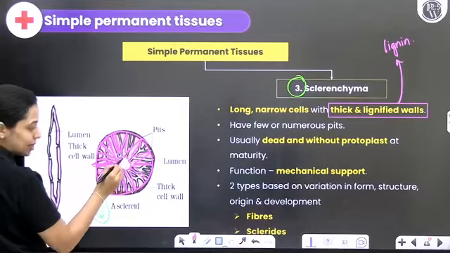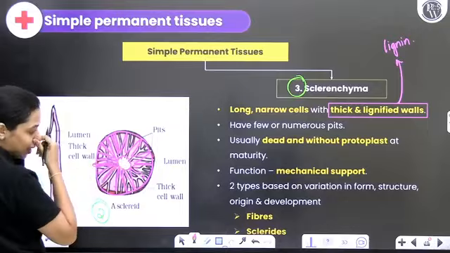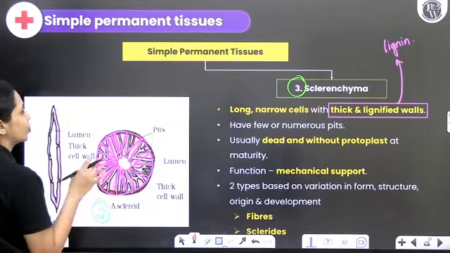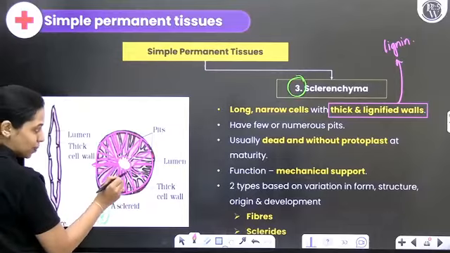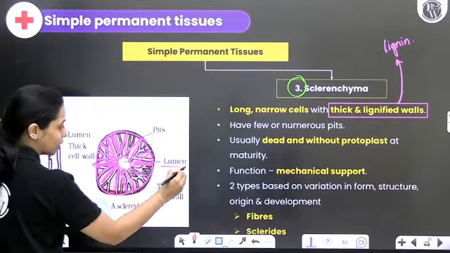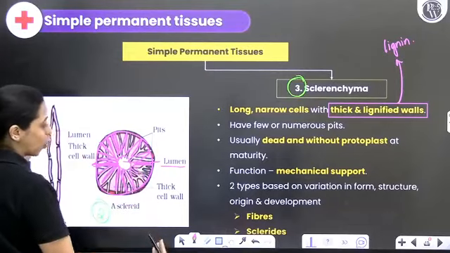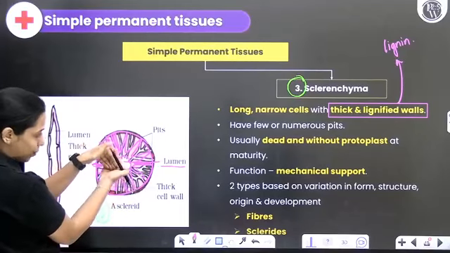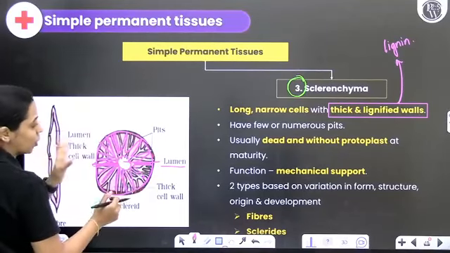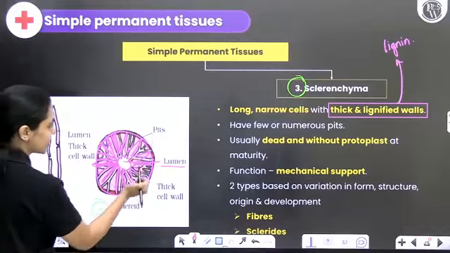You can see how inside there are no contents, you don't see any cytoplasm or any organelles, nothing. It is a dead cell at maturity, and whatever space is present inside over here is called the lumen. The lumen is almost all obliterated, right? So the lumen is completely covered because of the formation of the cell wall.